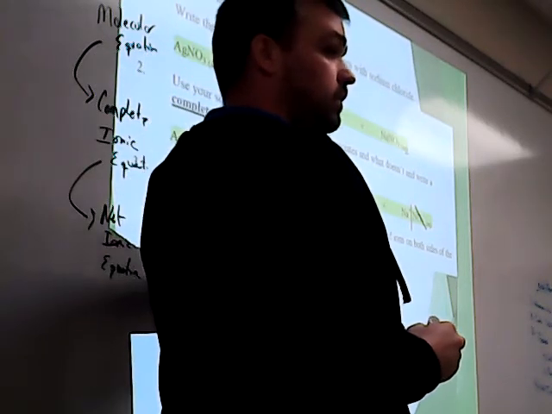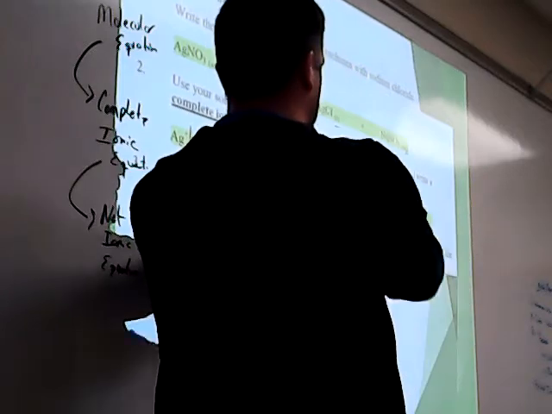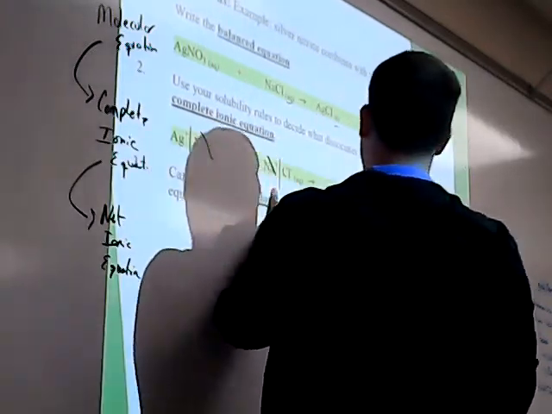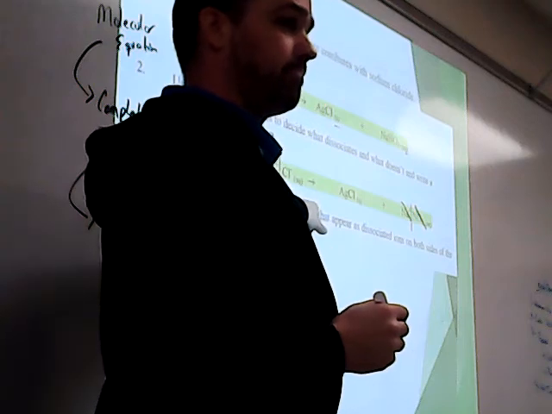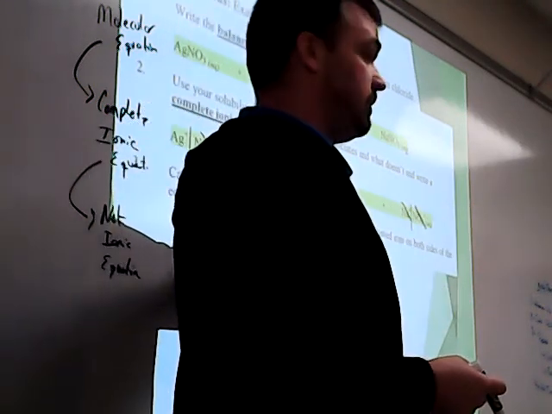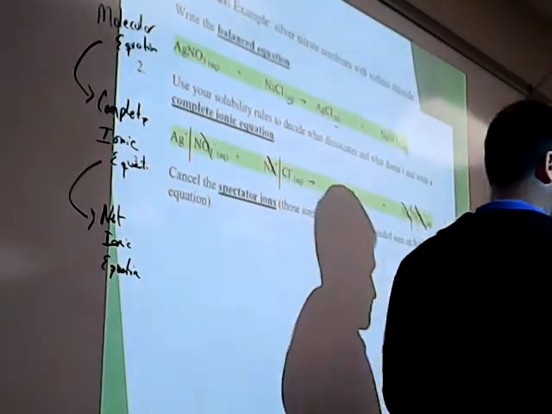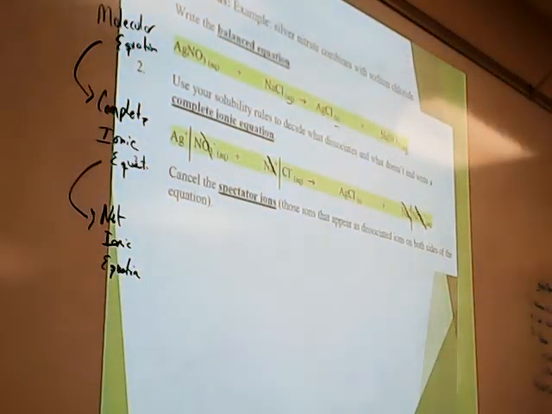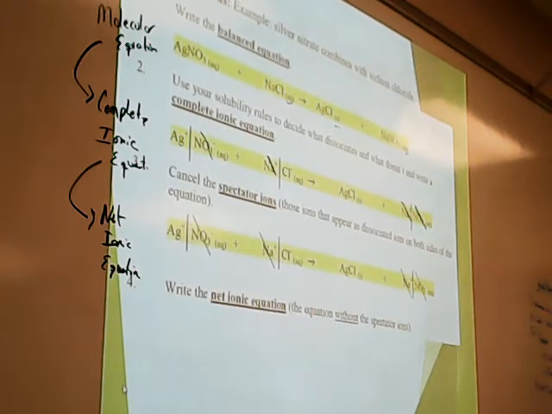Sodium, aqueous on both sides. Yes, cancel it out. Chlorine, nope. Aqueous on both sides? No. It is not, so I need to keep it. So that's what we did for number, was that 3? Cancel out spectator ions. Once again, we canceled out the spectator ions. There you go.